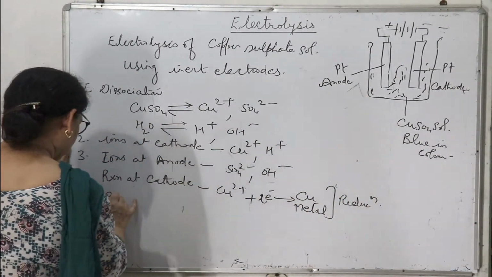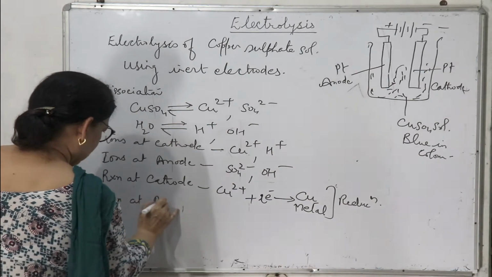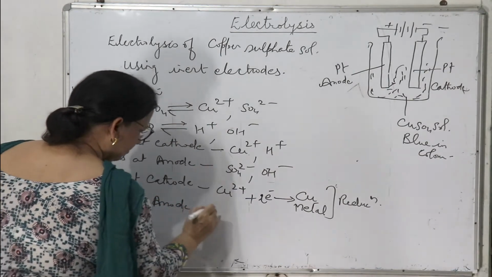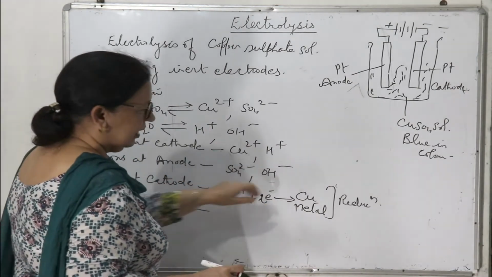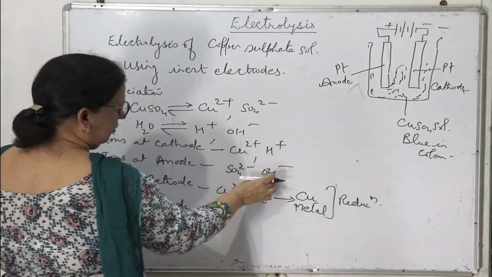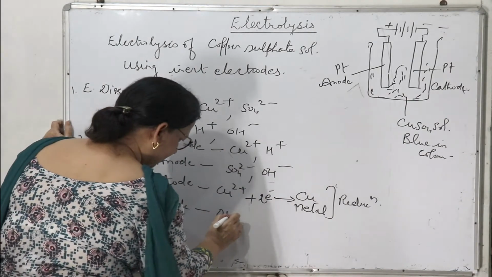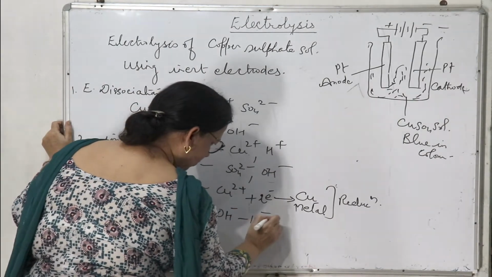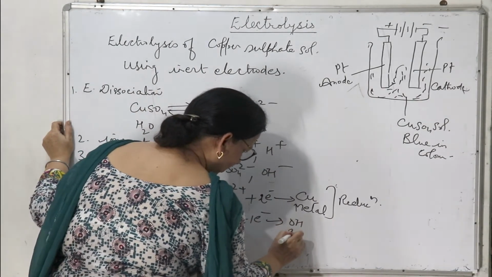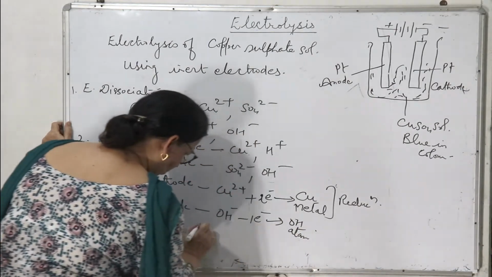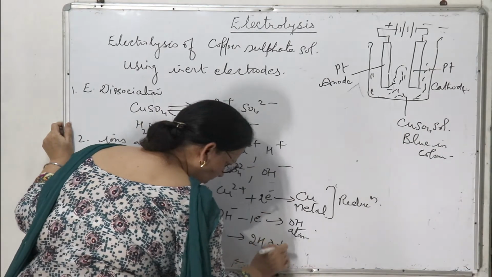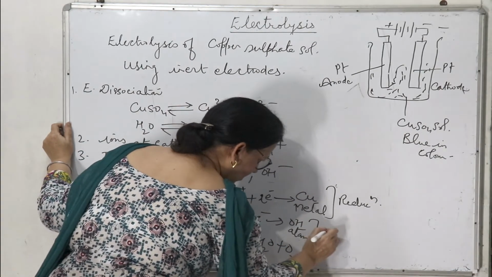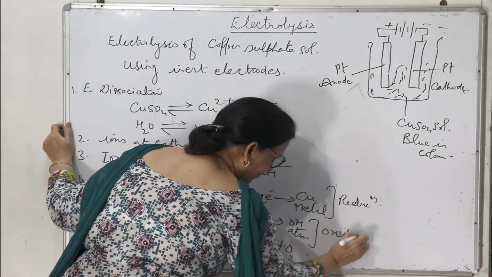Next, reaction at the anode, SO4 2- and OH-. As in the electrochemical series of ions, OH is there at the bottom, so OH- will lose 1 electron and become OH atom, and 4 OH atoms will give 2 water molecules plus oxygen, and this process is called oxidation.